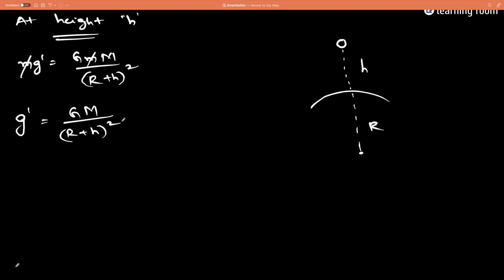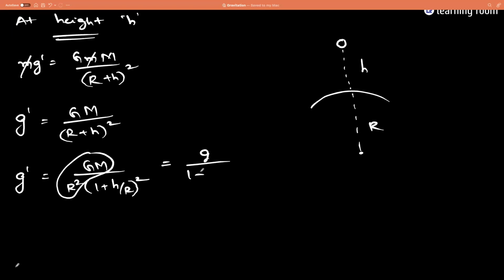Okay. So is there anything I can do with this? You should take R square common out. When you take R common, you will get R square into 1 plus h by R whole square. So what is GM divided by R square? Small g. So g dash is equal to small g divided by 1 plus h by R the whole square. This is one of the formulae.